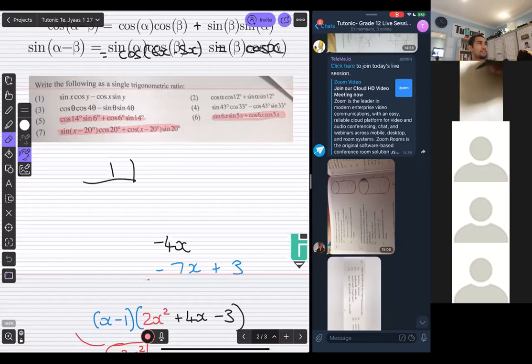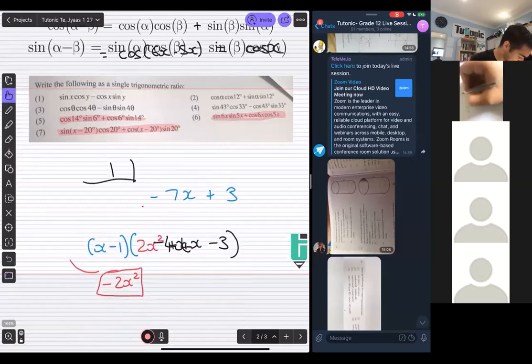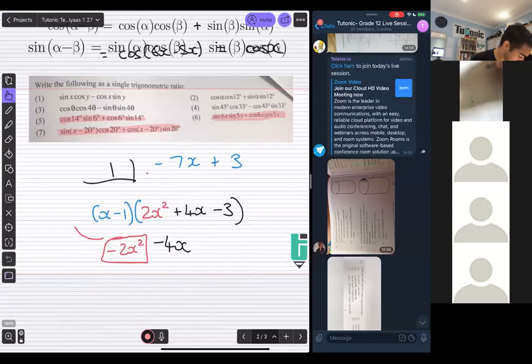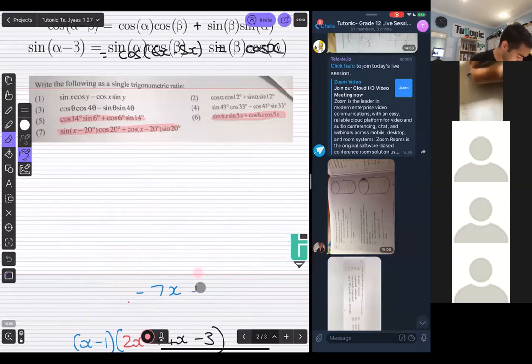Wait, let me just see if I can do this. What did you say? It was okay. So this is the factor, right? So Nafisa, what was it? So it was 2x cubed? Yes, it's 2x cubed. Yeah, 2x cubed plus 2x squared minus 7x plus 3. Okay.